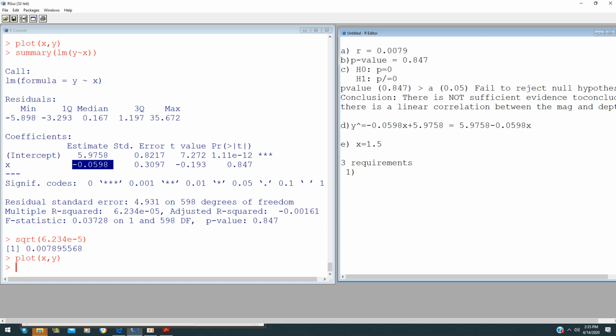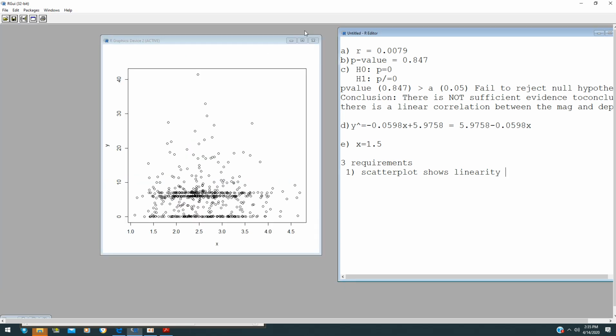The first requirement says that your scatter plot shows linearity. To figure that out, you can look at your scatter plot here. I know it's very scattered, but what we need to figure out is whether this scatter plot shows a parabola, an exponential or a logarithmic function. Since this scatter plot does not show the nonlinear case, the parabola or exponential case, this one is good. Okay, that's how you check it here.